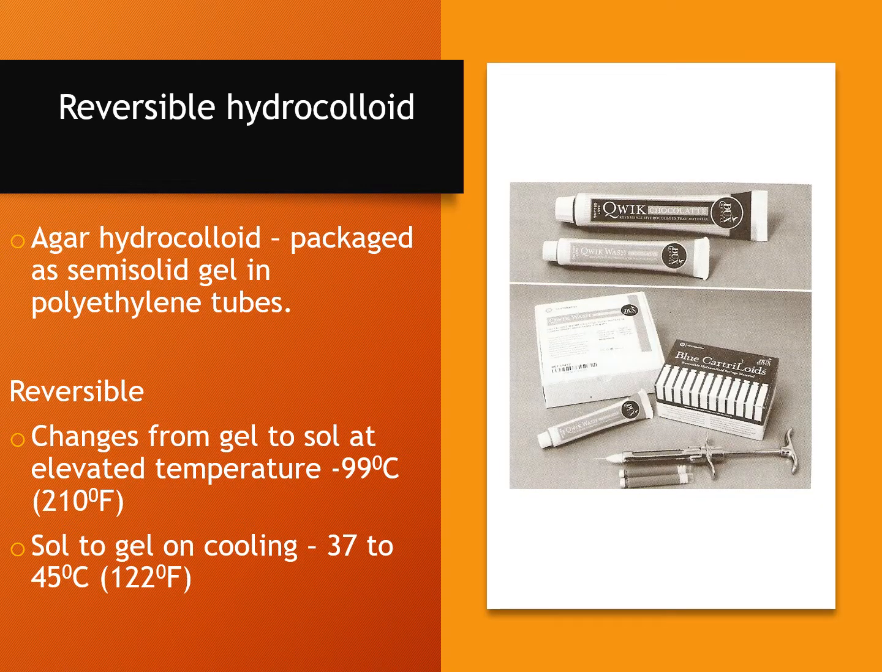The first one is the reversible hydrocolloid, commonly called agar. Agar hydrocolloids are available as semi-solid gel in polyethylene tubes, and as the name suggests, the reaction is reversible. That is, the agar changes from gel state to sol at an elevated temperature of 99 degrees Celsius, and it reverts back to gel on cooling to 37 to 45 degrees Celsius.